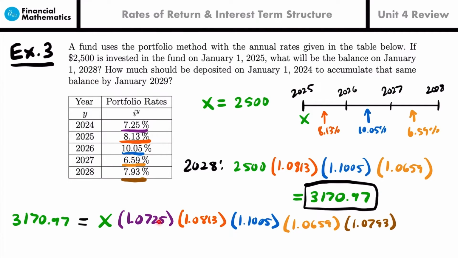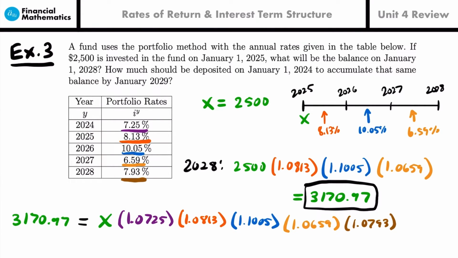Okay, this is the accumulation factor for 1 year using this portfolio rate. This is the accumulation factor using this portfolio rate. This is the accumulation factor for this portfolio rate. This is the accumulation factor for this portfolio rate, and this is the accumulation factor for this portfolio rate. Each of them is only used for 1 year because they correspond to 1 year.